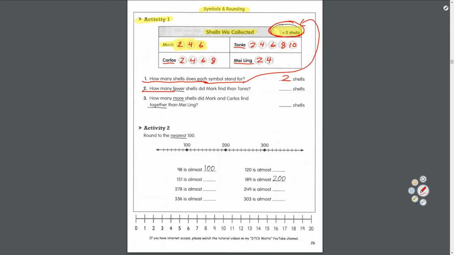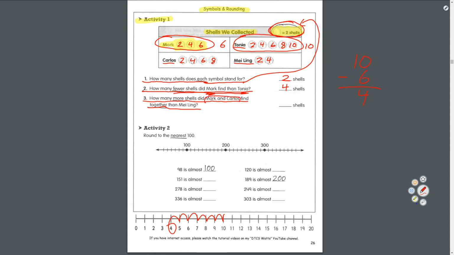Number 2, how many fewer shells did Mark find than Tanya? So Mark and Tanya. Here's Mark. He got 6 and Tanya got 10. So if we want to find out the difference, we need to subtract. 10 take away 6. 10 take away 1, 2, 3, 4, 5, 6. 4. So how many fewer shells did Mark find than Tanya? 4.